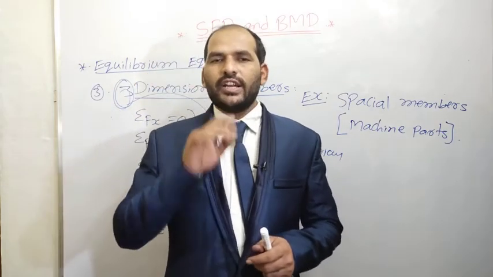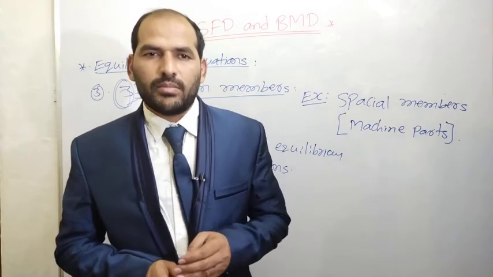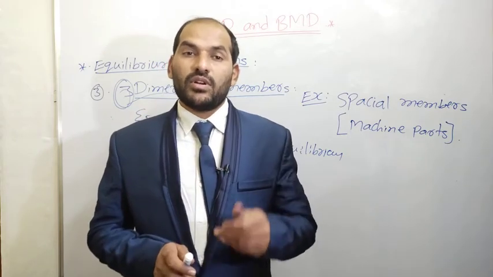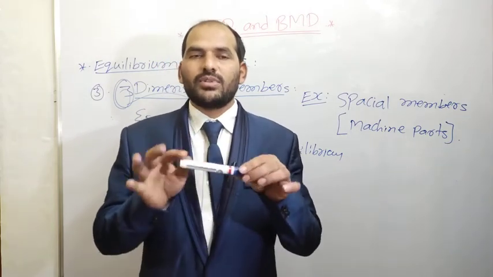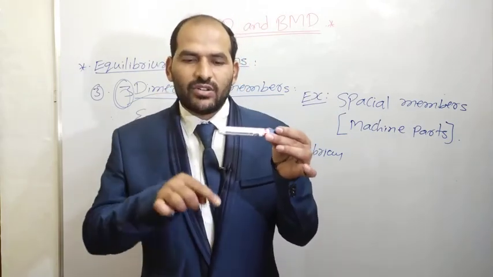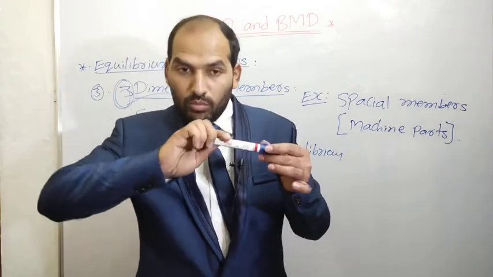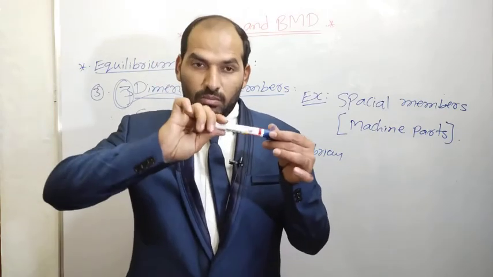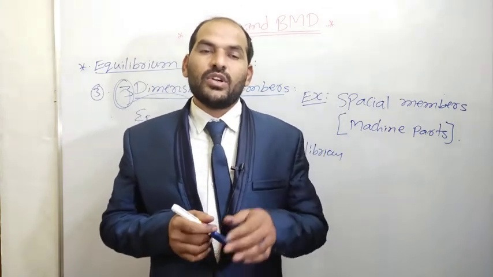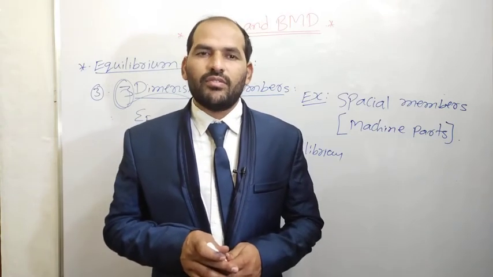And if you consider a three-dimensional member, the example is the spatial member, that means machine parts. Machine part is an example of a three-dimensional member. In this three-dimensional member, summation of forces along the x, y and z directions is 0, and summation of moment along the x, z and y directions is 0. So in the three-dimensional member, we get 6 equilibrium equations.